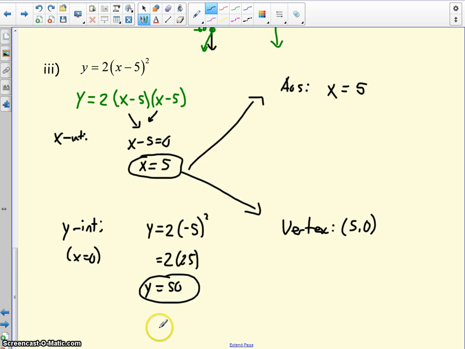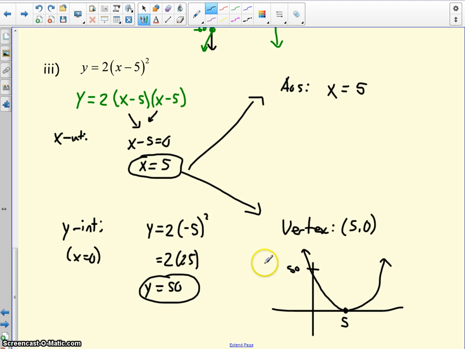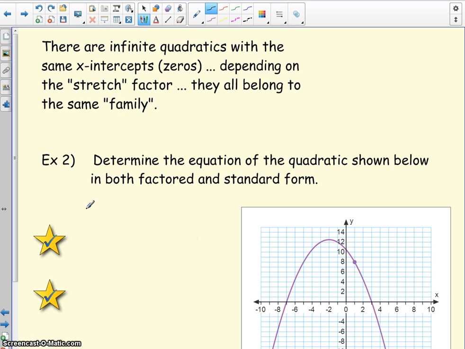And again, you could do a quick little sketch here. What you're going to have is the vertex over here at 5, 0. We open up, and we're going to have a y-intercept of 50. So not a super fancy sketch here. Just a parabola that's just touching the x-axis once. Okay. So let's move on to a different type of problem here.